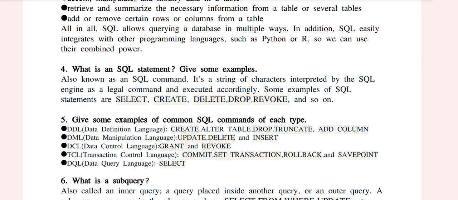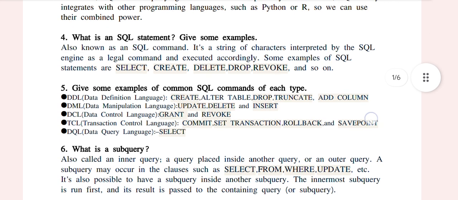What is an SQL statement? Give some examples. Also known as an SQL command, it is a string of characters interpreted by the SQL engine as a legal command and executed accordingly. Some examples of SQL commands are select, create, delete, drop, remove. So that kind of thing is a statement.